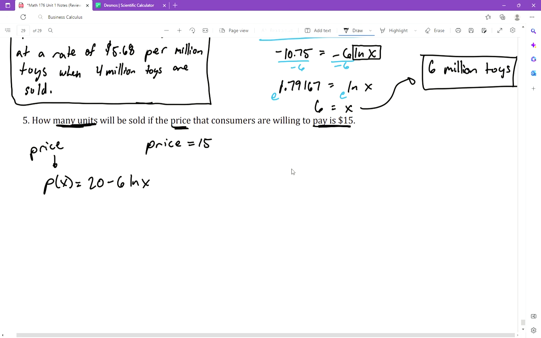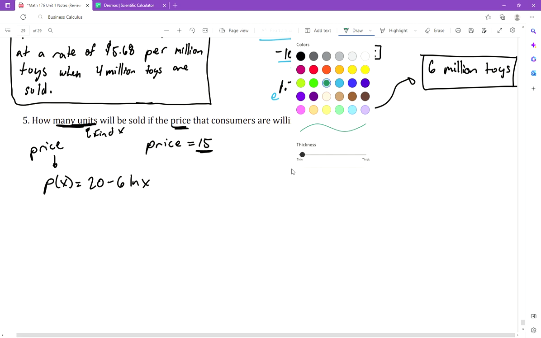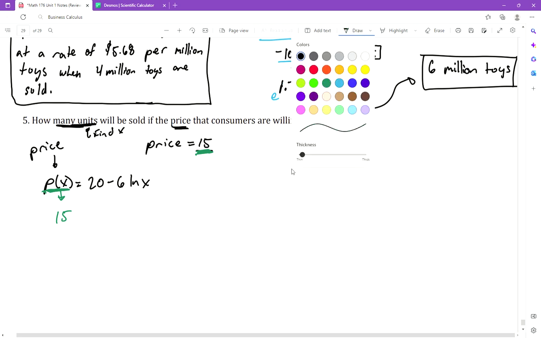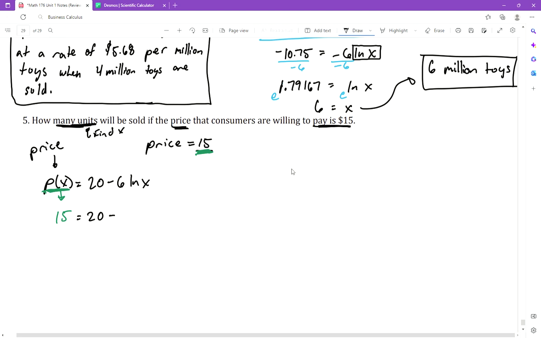They're asking how many units will be sold. So for the number of units, they're saying find x in your price function when the price is 15. Let me underline in green. They're just saying change this here into 15 and then solve for your x. They might throw something in at the end that doesn't even involve any derivative. That's fine, as long as we're understanding what they want.